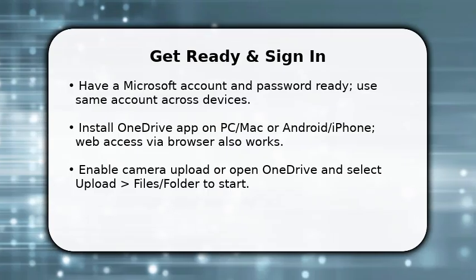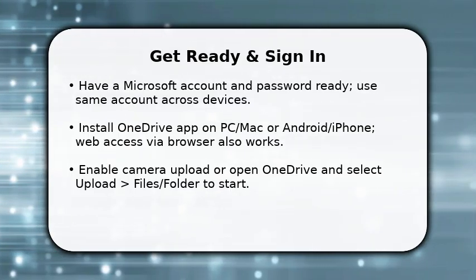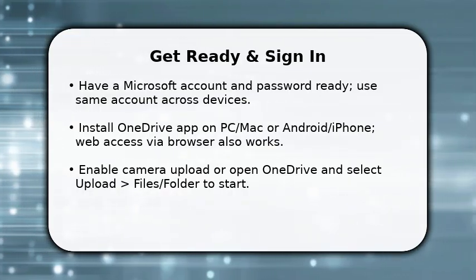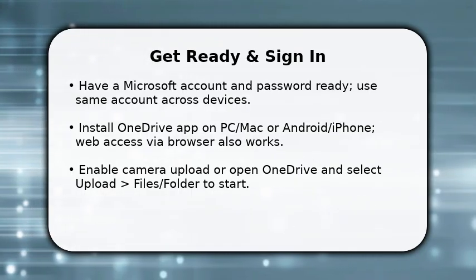You'll start by signing into OneDrive so your photos link to a single account. Once signed in, install the OneDrive app on your device or open the web app. This gives you direct upload controls. Make sure you enable camera upload on mobile if you want automatic backups.